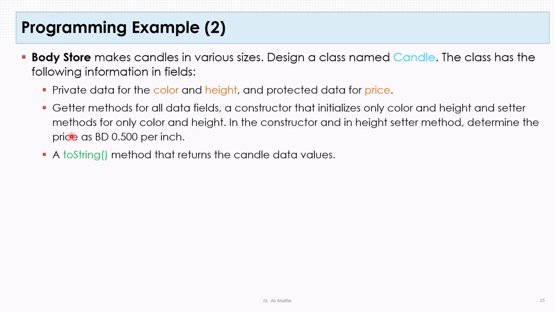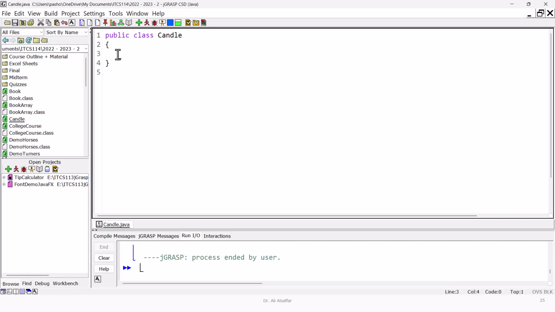Finally, we want to include a toString method that returns the candle data values as a string. So we use this method whenever we want to display the status of an object created from this class. Simply we put the object name as an input parameter to system.out.println. Now this is the initial code for our class.